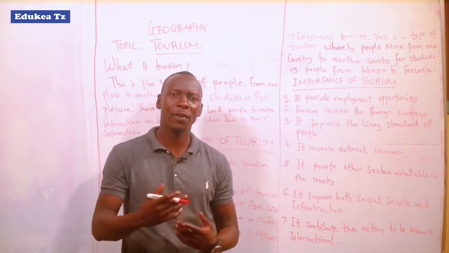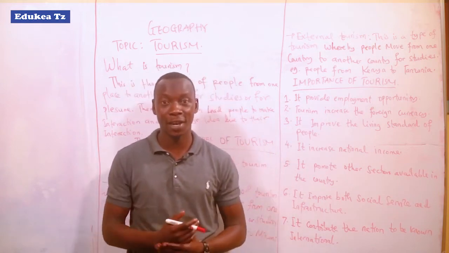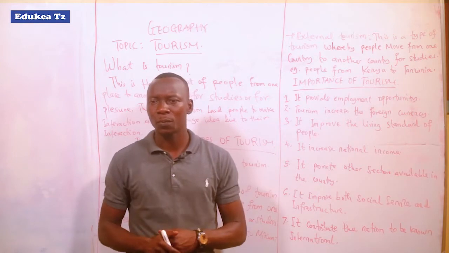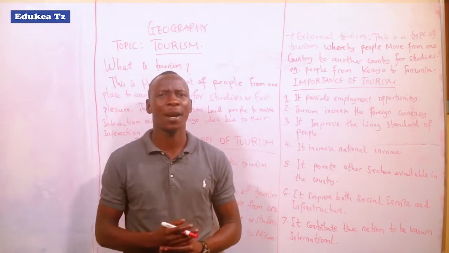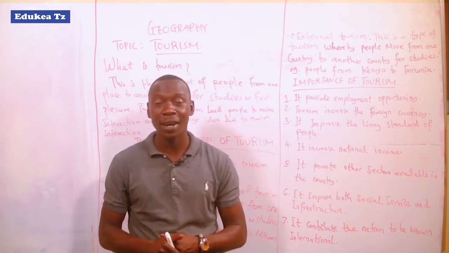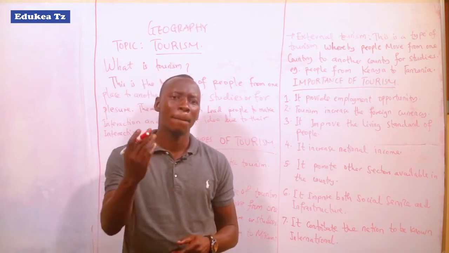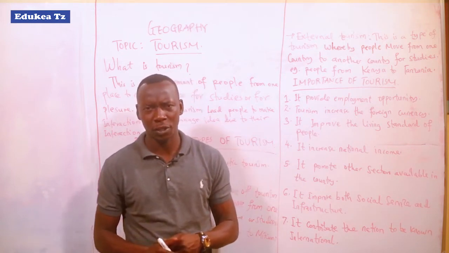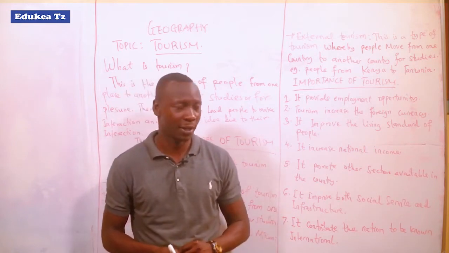So by receiving that national income, the country can start to provide social services like water and health services, and to build other essential sectors, like financial institutions. All of these are end products of tourism in the country.